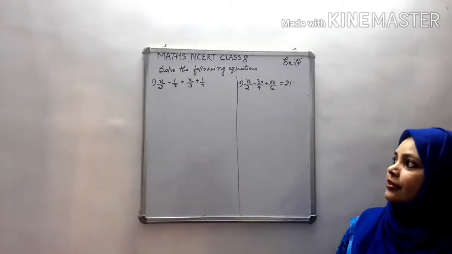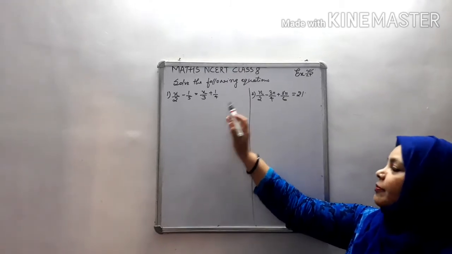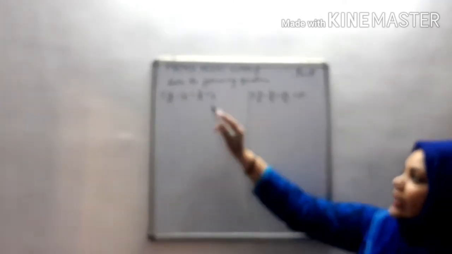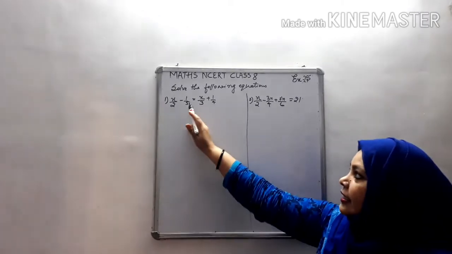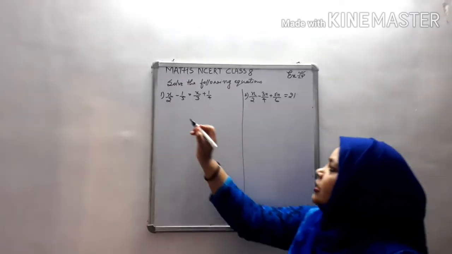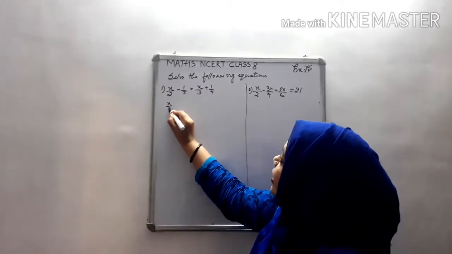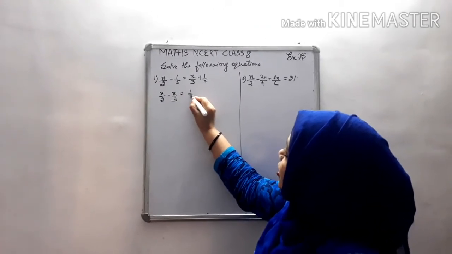The first question is x by 2 minus 1 by 5 is equal to x by 3 plus 1 by 4. So these and these both are variables. It will be put together. These and these are constant terms. Okay, so it will be put together. So just look here. x by 2 minus x by 3, okay, is equal to 1 by 4.